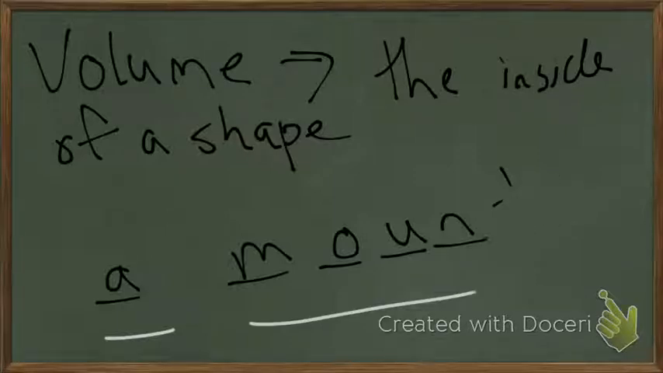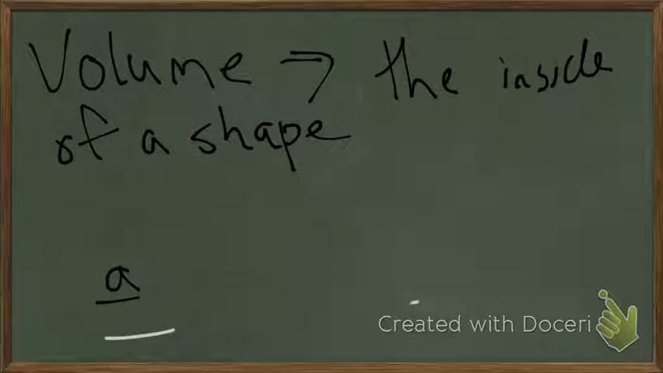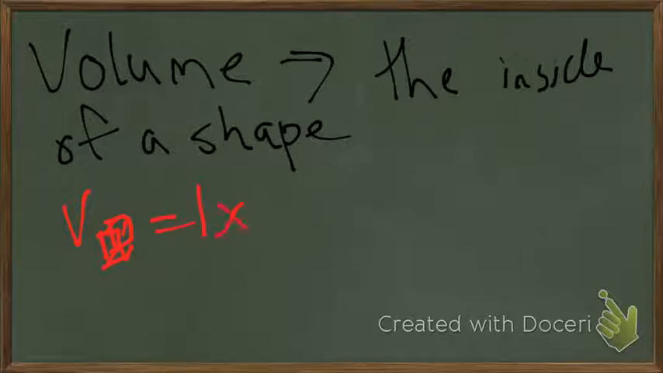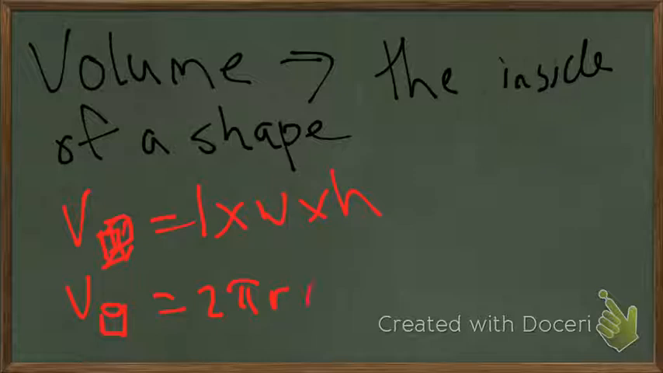And we calculate this, depending on the shape, by using different formulas. Can someone give me a shape and the corresponding formula? A cube would be length times width times height. Very nice. So that's my makeshift cube. Volume of cube equals length multiplied by width multiplied by height. Anybody else? A cylinder would be 2 pi r times height. 2 pi r multiplied by height.